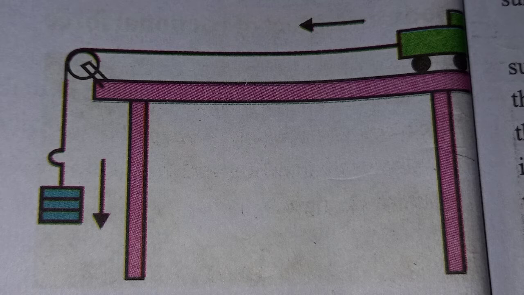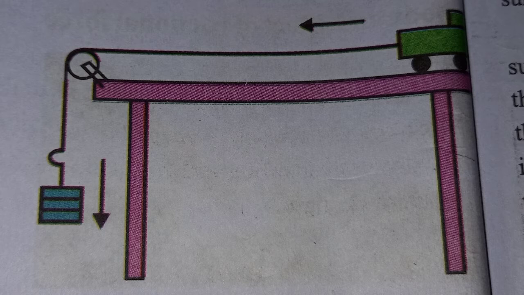Now we have questions. What happens to the position of the block kept on the trolley? When the trolley is moving, what happens to the position of the block kept on it? Does it fall or move along with the trolley? What changes occur in the motion of the trolley and block?